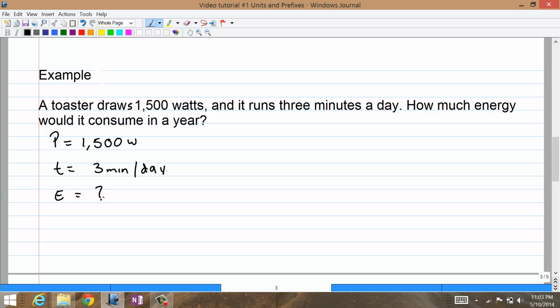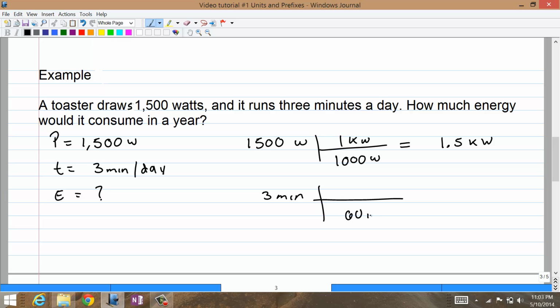So first we need to convert to the right units. The first one is pretty straightforward. 1500 watts, we know that 1000 watts equals 1 kilowatt, so this equals 1.5 kilowatts. Second one, we know 3 minutes, and we know that there are 60 minutes in 1 hour. So this is 3 over 60 equals 0.05 hours.